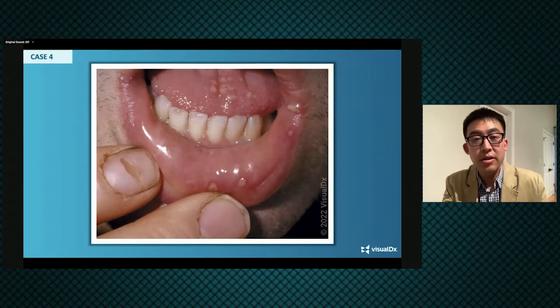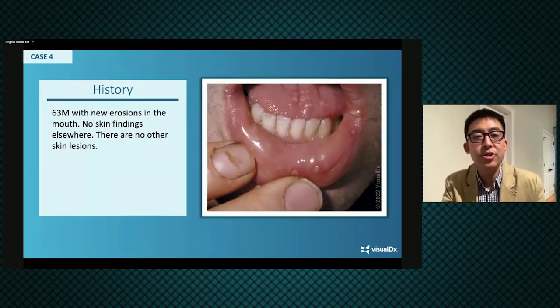In case four, this particular case that we're looking at, you can already start to see these small punctate erosions in the mouth, also including the tongue, also on the lips, up at the corners of the mouth as well. Notably, there's some sparing of the gingiva, the area of the gums just next to the teeth. So this is a 63-year-old gentleman with new erosions in the mouth, no skin findings elsewhere. There's really no skin lesions.